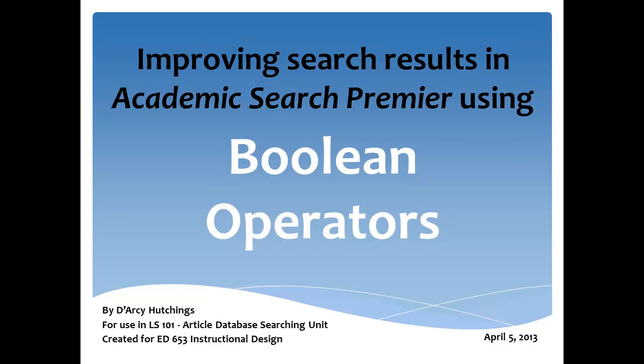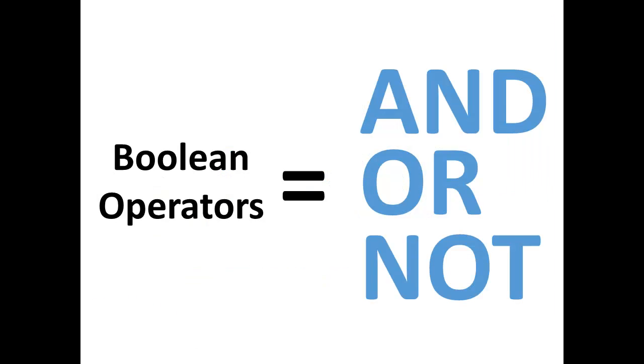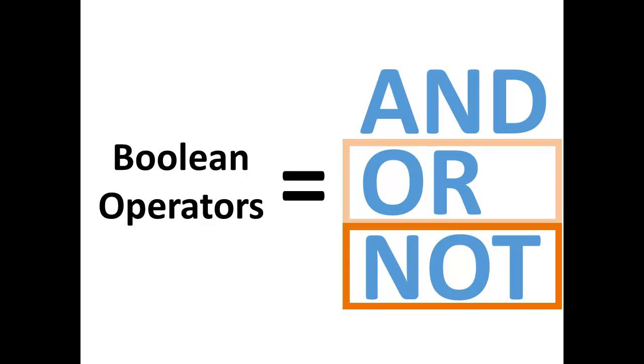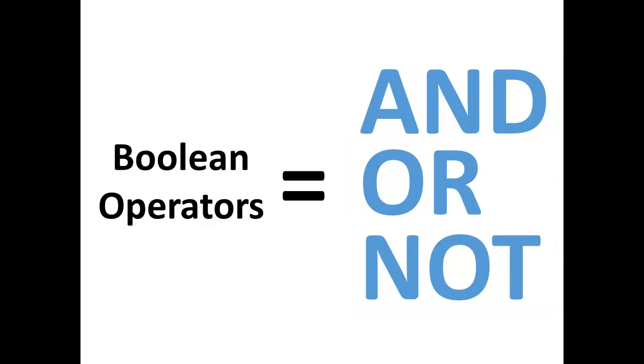Hello again. In this video, we will learn about Boolean operators and see how they are used to create search strings that will help us quickly and easily find the articles we need. Boolean operators are the words and, or, and not that are used along with your search terms to tell a database exactly what you are looking for.